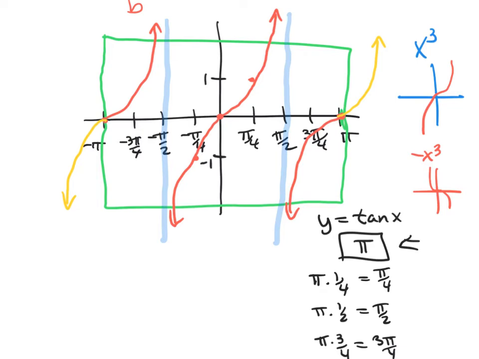Now remember, for tangent, there are no restrictions. So remember, sine and cosine needed to be fractions, less than 1 and greater than negative 1. And cosecant and secant had to be greater than 1 and less than negative 1. That's why we made those U's. However, tangent can be any number, so there are no restrictions here.